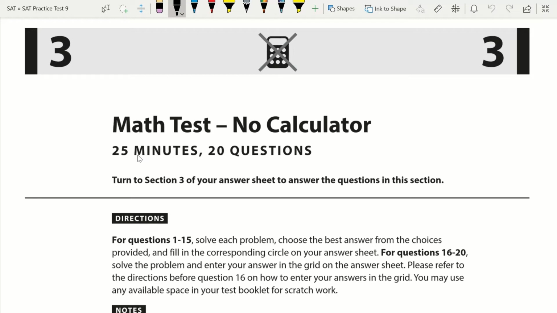Okay, so today what we're going to do is play a game with the math section. We're going to start with the math no calculator section, and then we'll do the math with calculator section. It's kind of a game in that I'm going to select a few problems from each section, tell you the problem, and then we're going to do what I call "do you see what I see."